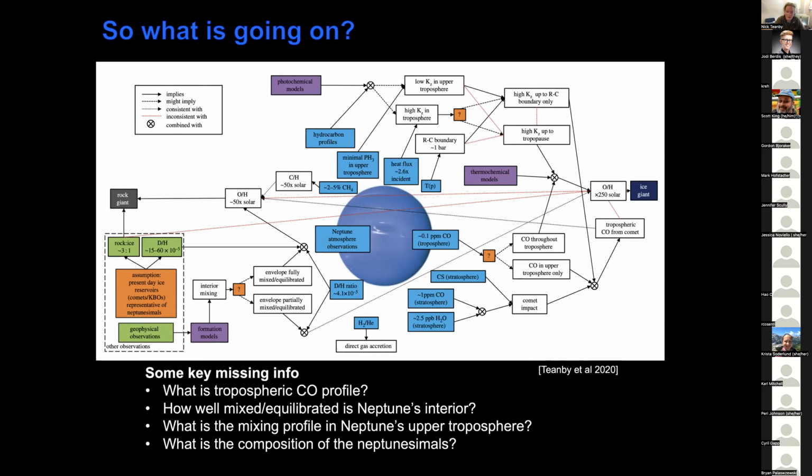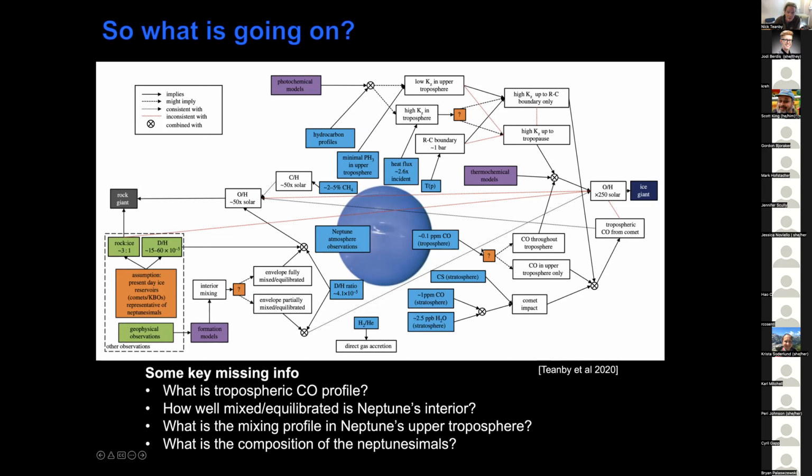So I'm going to twist everybody's mind with this terrible plot that was me trying to put all this info into some kind of flow chart and figure out what implies what. Because there's a lot of bits of information about Neptune's stratosphere and troposphere, and what they actually mean depends on what you assume going in. So there's a few things here.